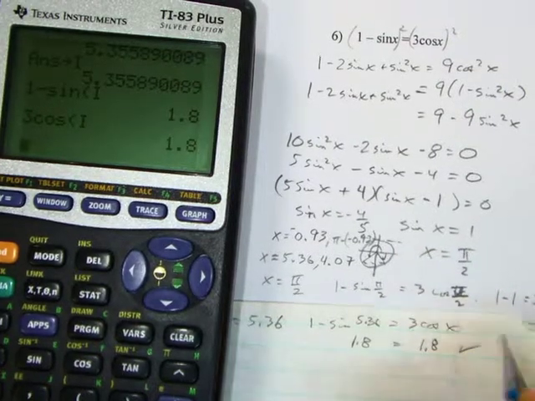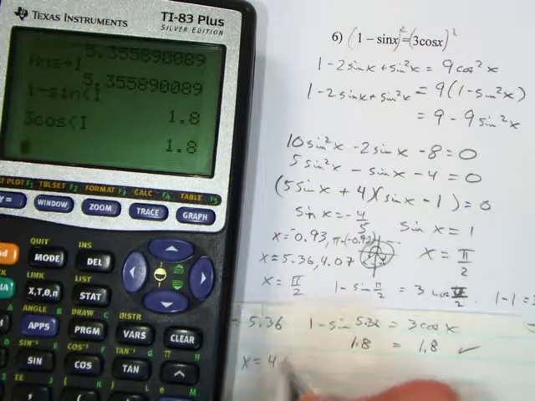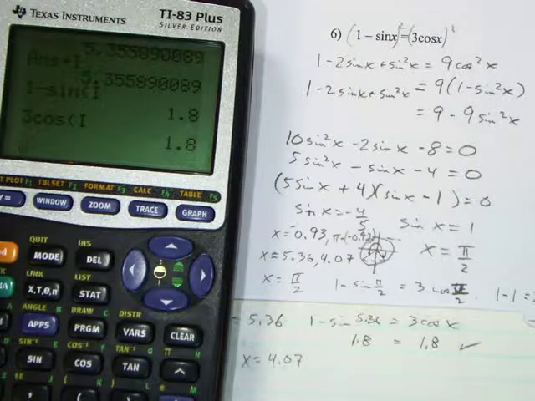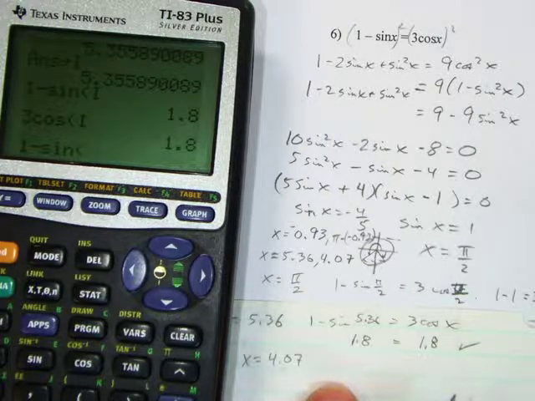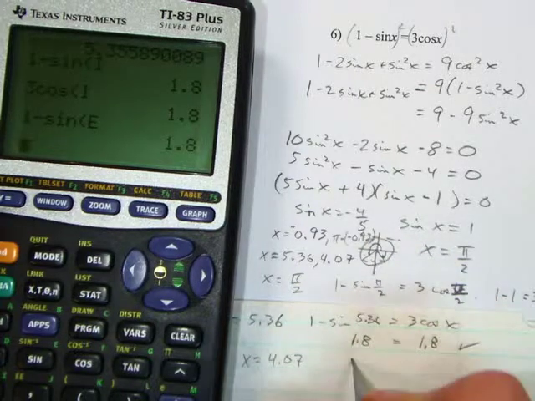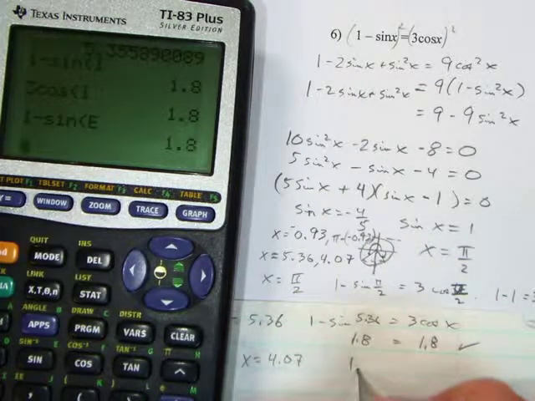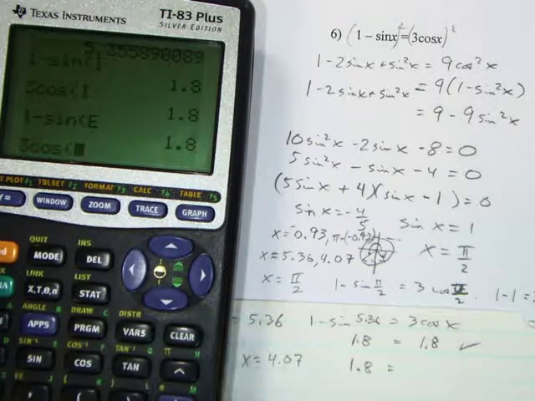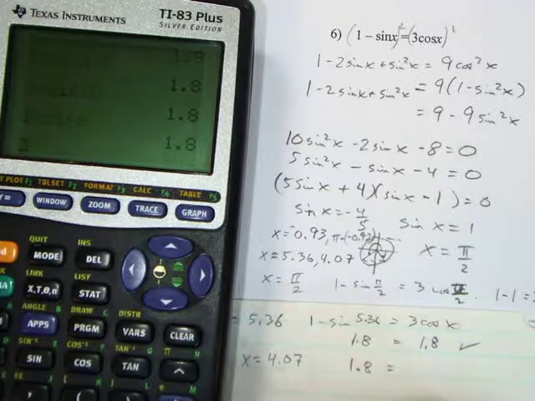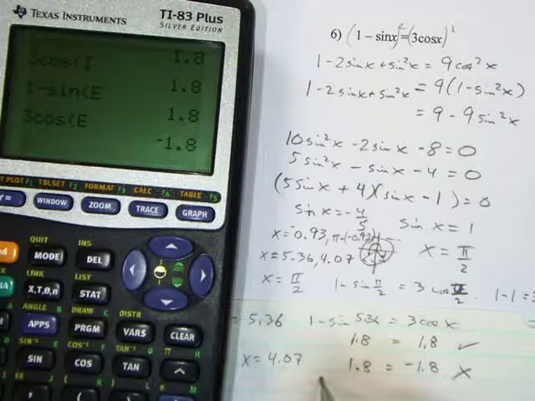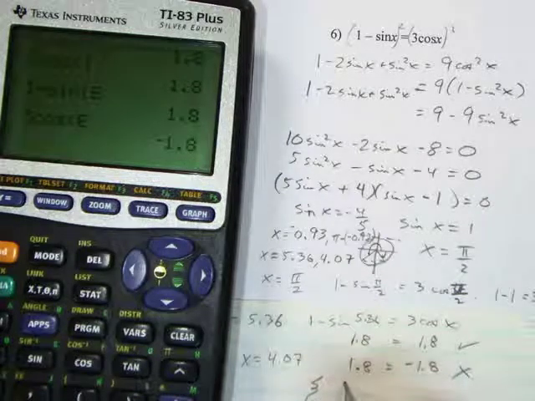Let's check that last one, 4.07. We can do that same thing, 1 minus the sine, but we put the 4.07 into E. And that gives us 1.8. And then we do 3 times the cosine of E, and that gives us negative 1.8, so no. So our answers in this case would just be pi over 2 and 5.36. And that is all. Finally, huh?